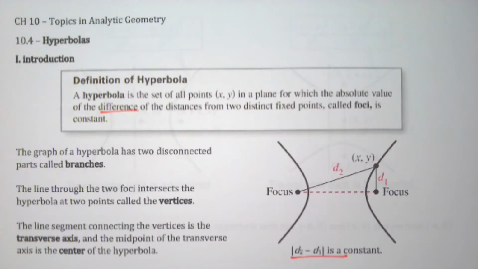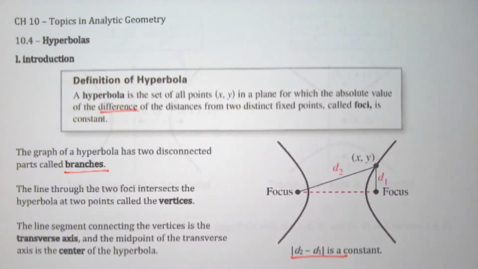On contrary to that, for the ellipse, it was the sum of those distances that is constant. For a hyperbola, we're looking at the difference of those distances. And the structure we end up getting looks roughly like two parabolas that are kind of backed against one another. Each of these separate parabolas is called a branch.